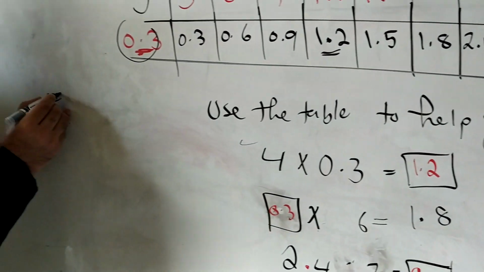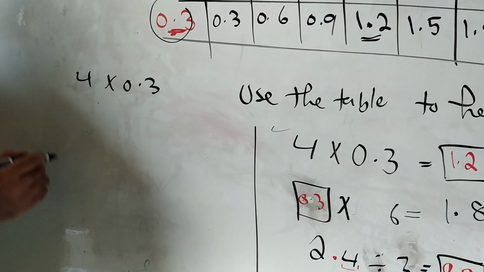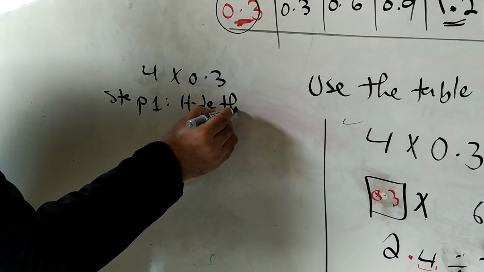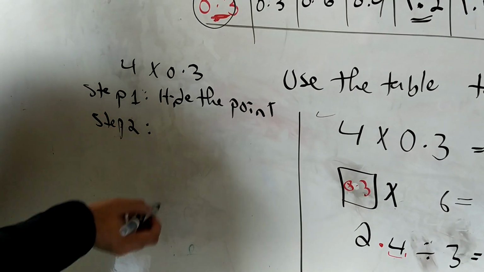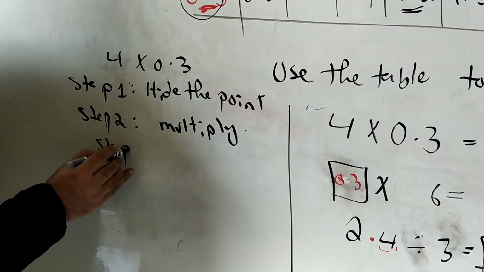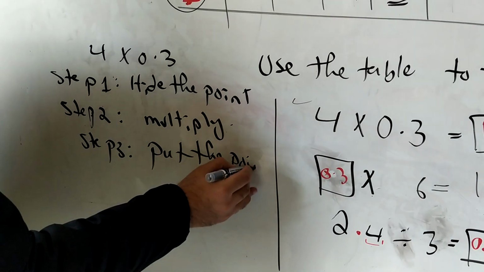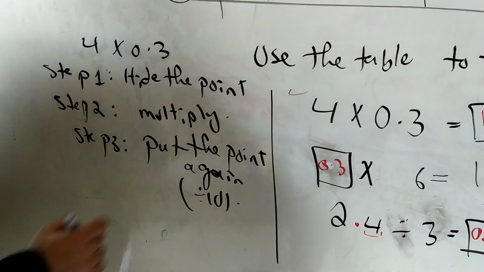4 times 0.3. We know that we can follow 3 steps. Step number 1, hide the point. Step number 2, multiply. Step number 3, put the point again. How? Divide by 10. Let's try.